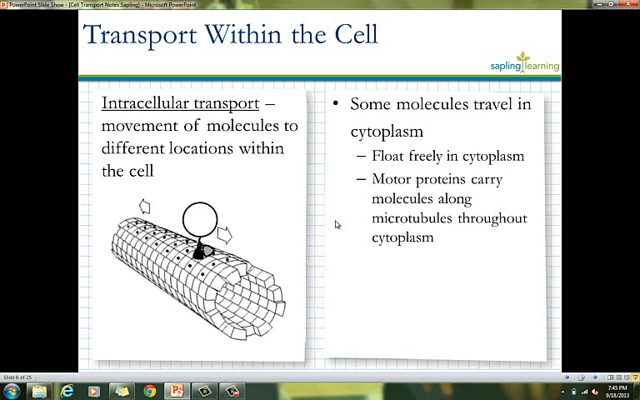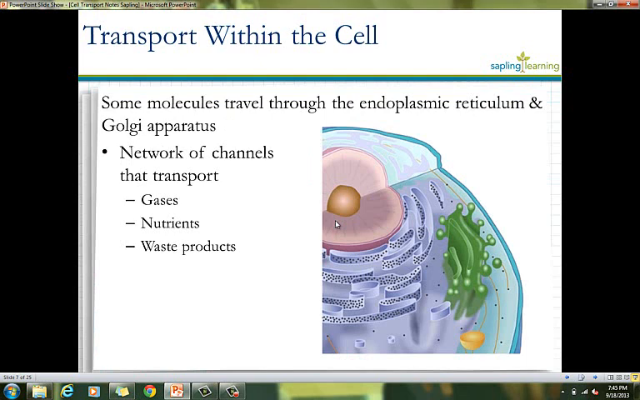This animation depicts the motor protein kinesin transporting a molecule along the length of a microtubule. The two feet-like molecules walking along the microtubule represent the kinesin protein, and the attached circle is the substance being transported. Other molecules travel to new locations within the cell through the endoplasmic reticulum and the Golgi apparatus. The endoplasmic reticulum and the Golgi apparatus are both made up of a network of channels that direct the movement of various gases, nutrients, and waste products to different locations within the cell.